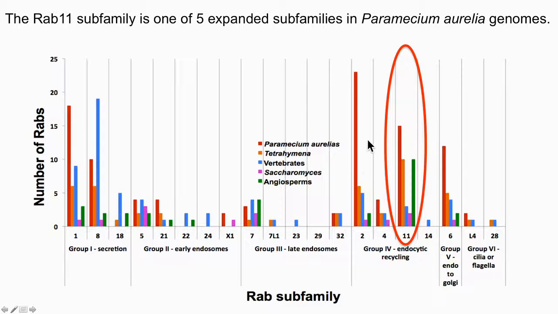And if you look at this chart, which is from Tetrarelia, it's the number of Rabs in each subfamily. Paramecium are in red, Tetrahymena are in orange, vertebrates are in blue, yeast purple, and plants in green. You can see that subfamilies contract and expand over eukaryotic evolution. In particular, there are 5 subfamilies that have expanded in the Paramecium lineage. Some of these expansions are shared with Tetrahymena too, and some are parallel expansions with plants or animals.